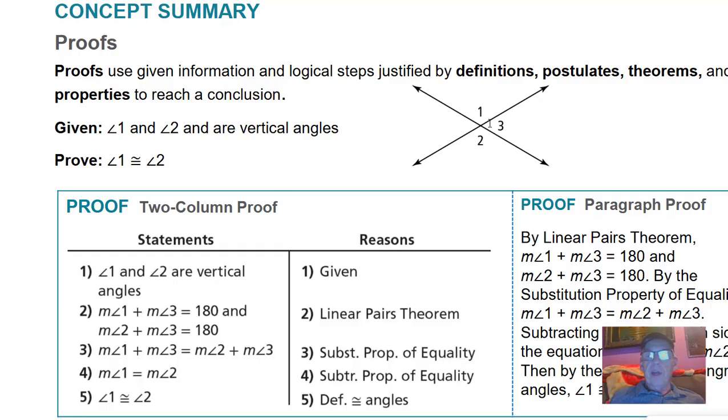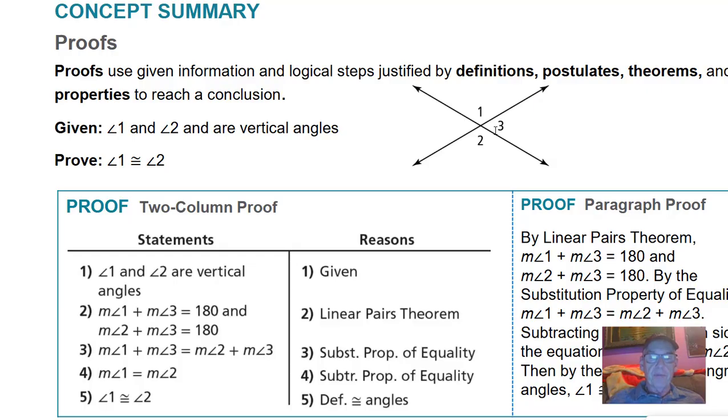If we're given that angle 1 and angle 2 are vertical angles, we want to prove that angle 1 is congruent to angle 2. So let's think about how we would do this now that we have these theorems under our belts. Here we have two lines that cross each other and make two sets of vertical angles. Angle 3 and the other angle are vertical, and 1 and 2 are vertical angles. So we note that angle 1 and angle 2 are vertical angles. Angle 1 and angle 3 must add up to 180 degrees because they're a linear pair. Angle 2 and angle 3 must also add up to 180 degrees because they're a linear pair.